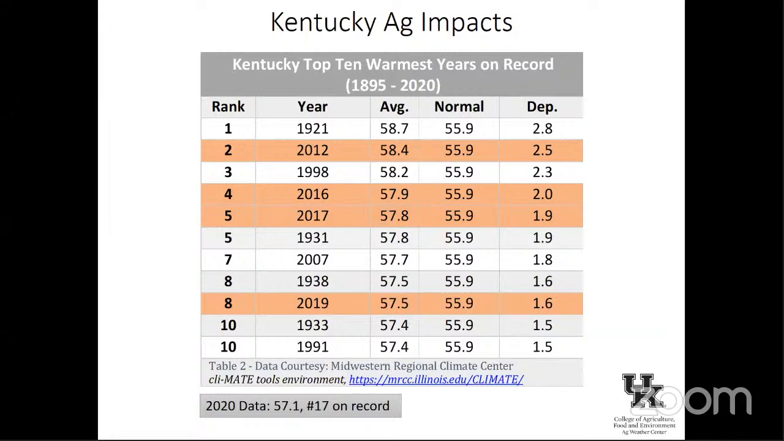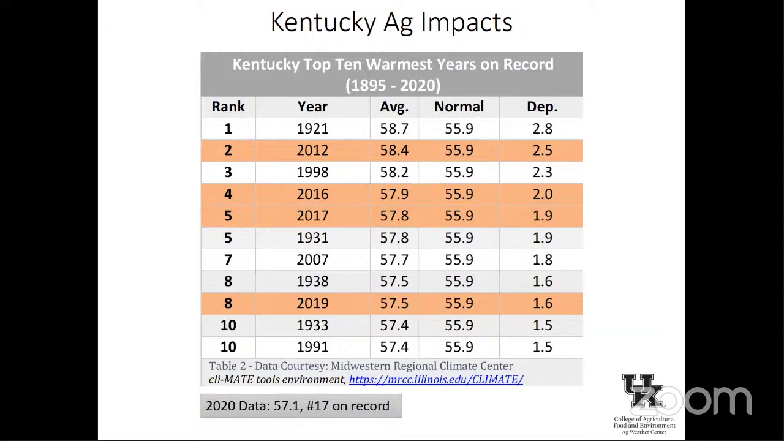2016, 17, and 2019 are not too far behind. In 2020, while it's not in this top 10 list, it sits at number 17 on record. So just like precip, temperatures have also ran above normal for 6 straight years in Kentucky.